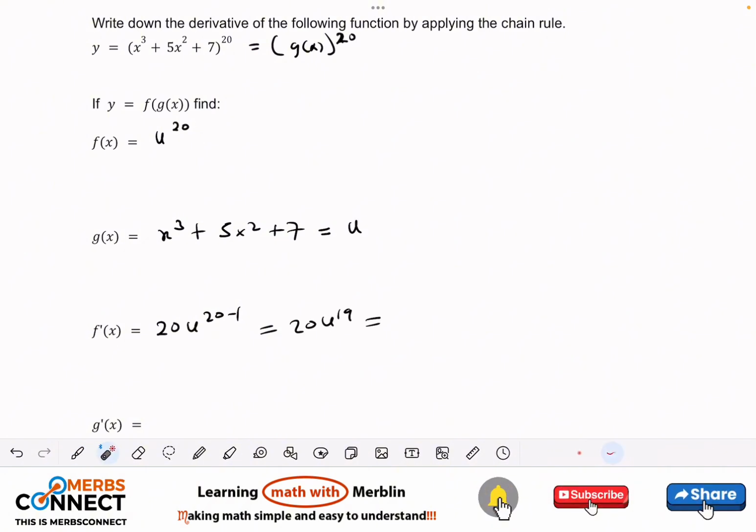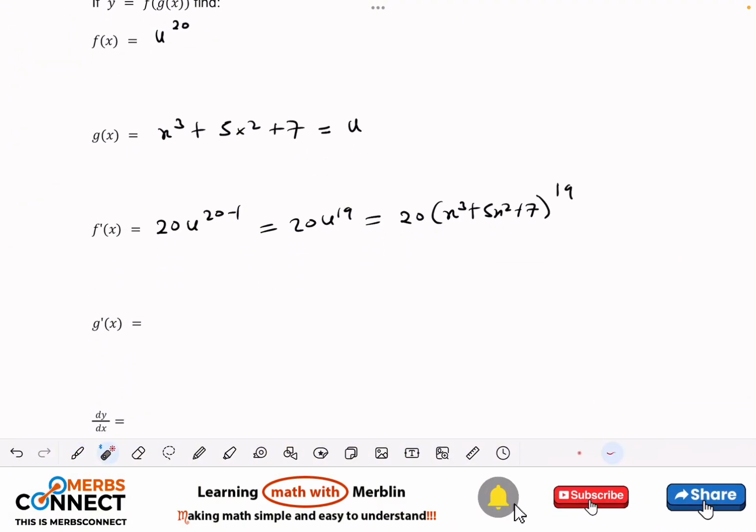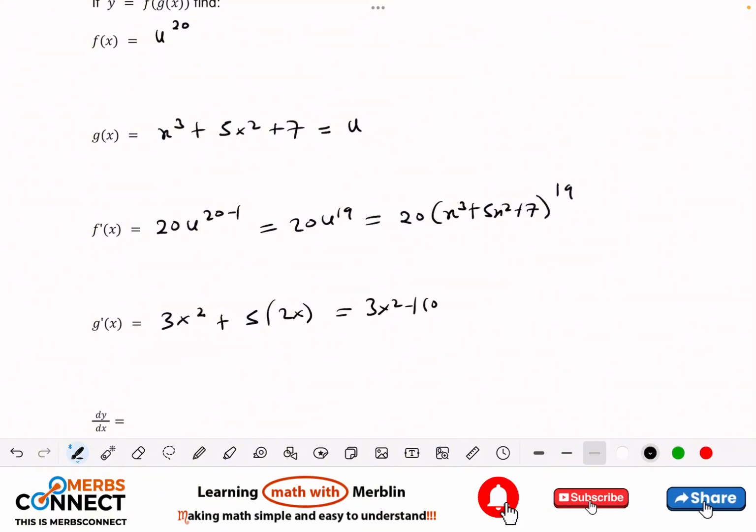Now I know that this u here is what is here, so I'm going to put it here. So I'm going to have 20 times x to the power 3 plus 5x squared plus 7, all to the power 19. I need to differentiate g of x. g of x is this. So x cubed will be 3x squared. Then when I want to differentiate this, 5 is the constant here, so I just maintain the 5 and I differentiate x squared, I'm going to have 2x. When I differentiate 7, I'm going to have 0. So this will be 3x squared plus 10x.